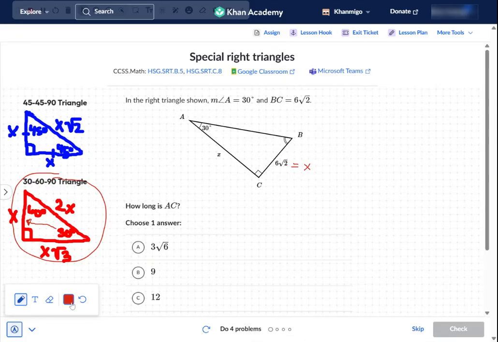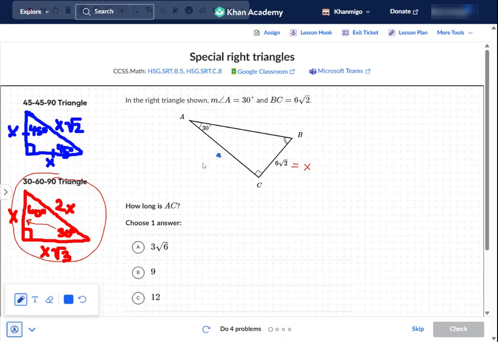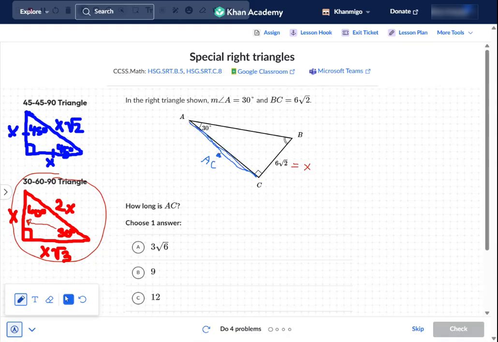We'll leave it as x. I know this might end up being a little confusing. Instead of saying this is x, I'm going to say this is AC. This is the side length we're trying to find. All right, it's a little bit different. So this is what x is. This is our starting point.